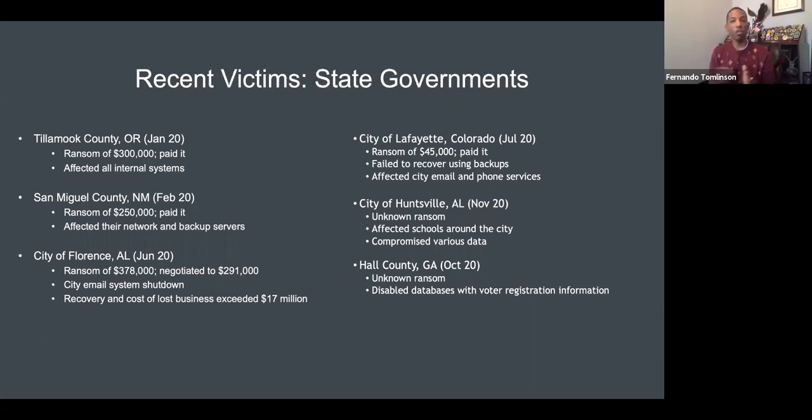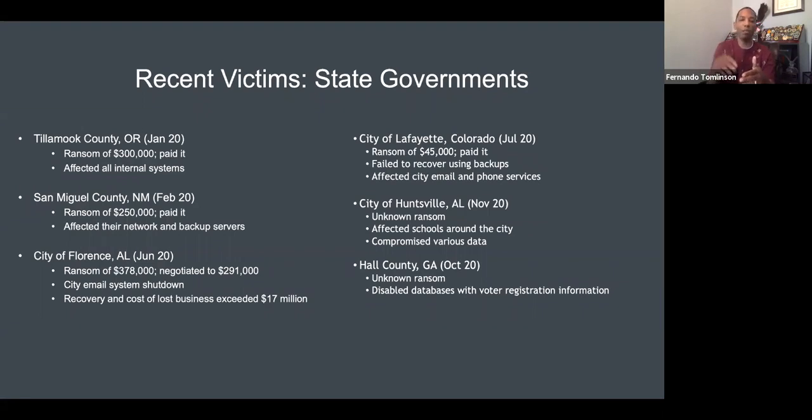City of Lafayette, $445,000, they paid it. They failed to recover using their backups. I explicitly say that because they initially did not want to pay it and they tried to recover. But this goes back to just good old IT. When I'm doing backups, we probably need to make sure backups actually work. We need to make sure that although we think we're doing backups, that backups are actually done, right? All of that basic hygiene was failed in this case. The attacker didn't even try to delete the backups.